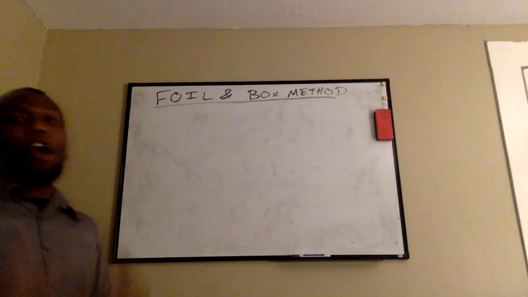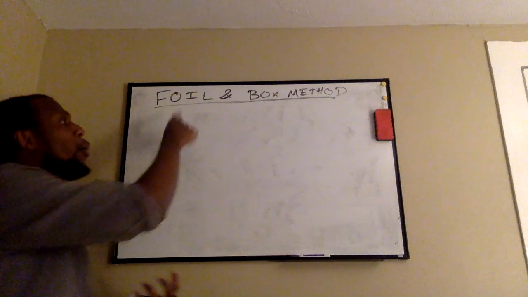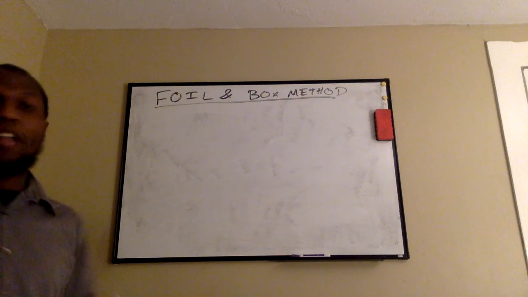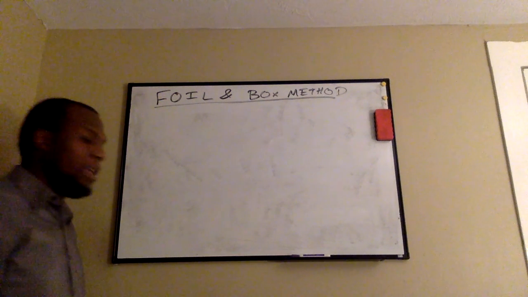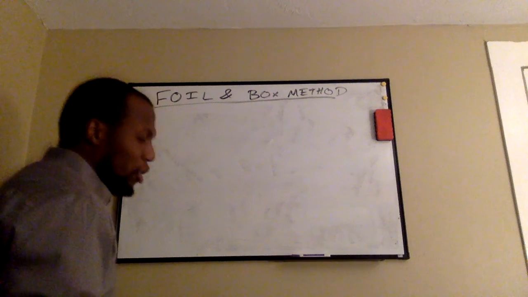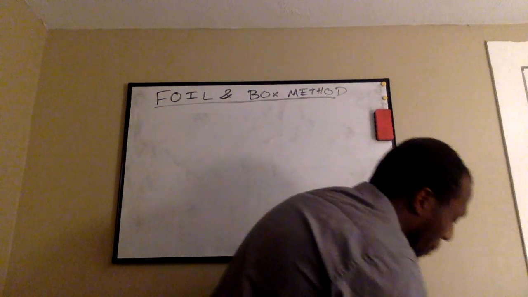Binomials are two-term expressions. We have two methods here. We're going to talk about the FOIL method and the box method. So first, starting out with the FOIL method.